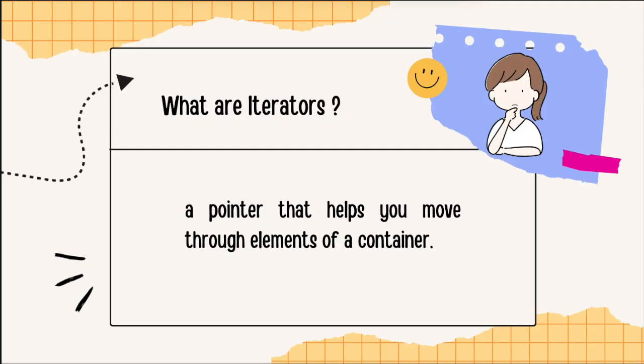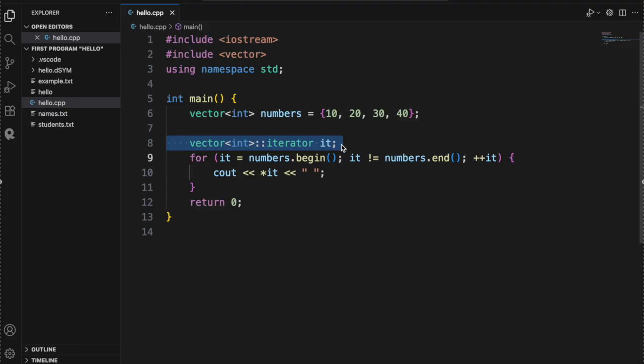Think of an iterator as a pointer that helps you move through the elements of a container. They allow STL algorithms to work with different types of containers like vectors, lists, sets or maps without worrying about their internal structure. So the syntax declares here an iterator for a vector of integers.